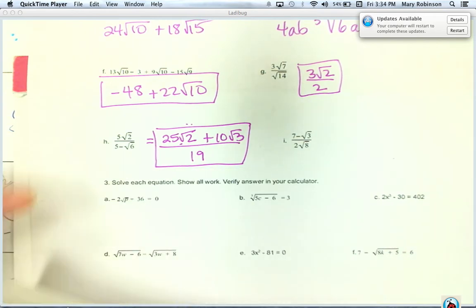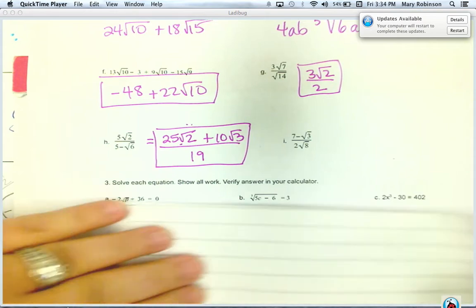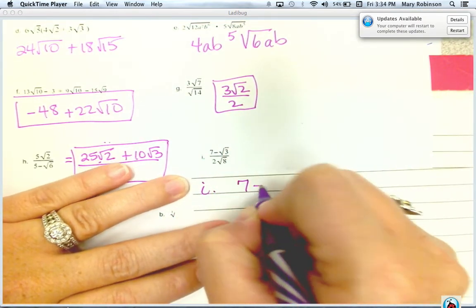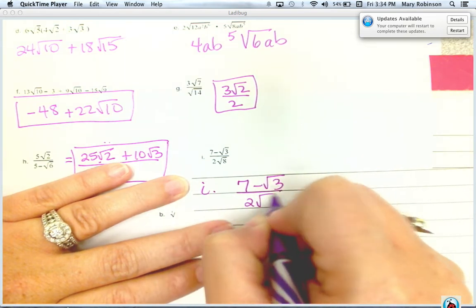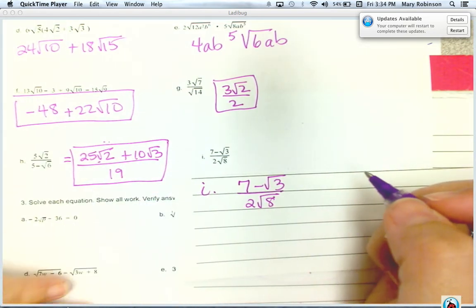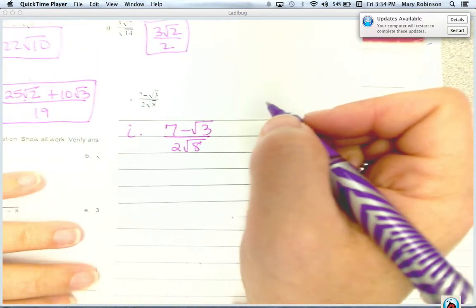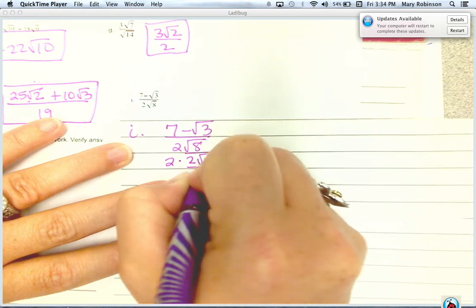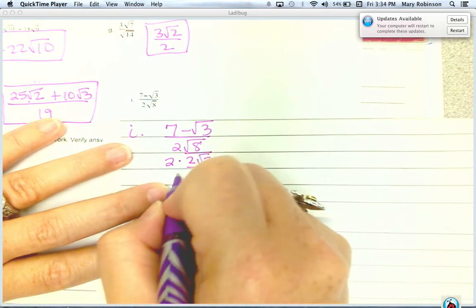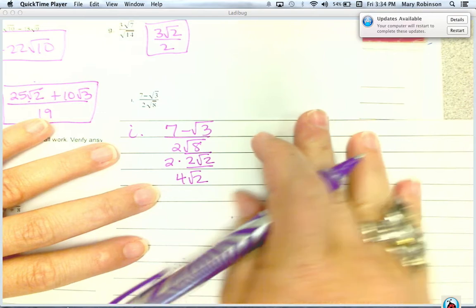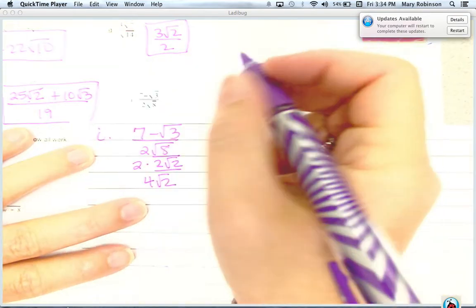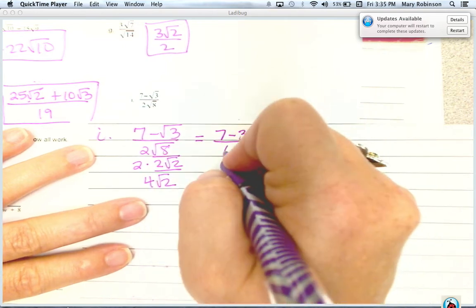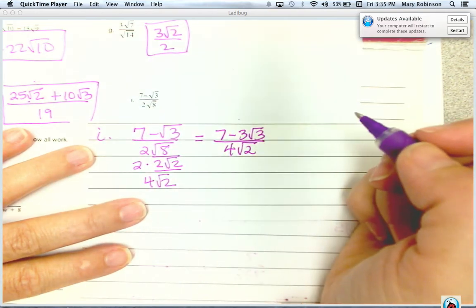All right, and last one up here for the radicals. Let's take care of I. We've got 7 minus the square root of 3 over 2 square roots of 8. I highly recommend that you recall that the square root of 8 is equal to 2 square roots of 2. So that means our denominator is technically 4 square roots of 2. Now, you can rationalize using the square root of 8, but then you're going to have to simplify later.